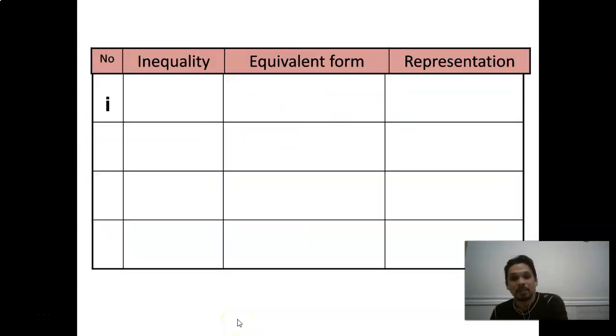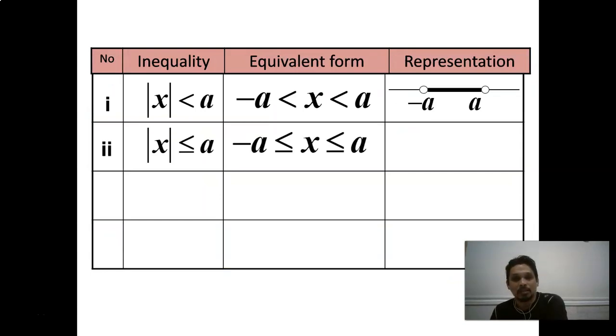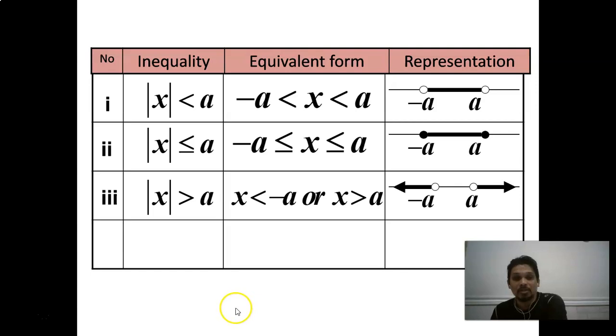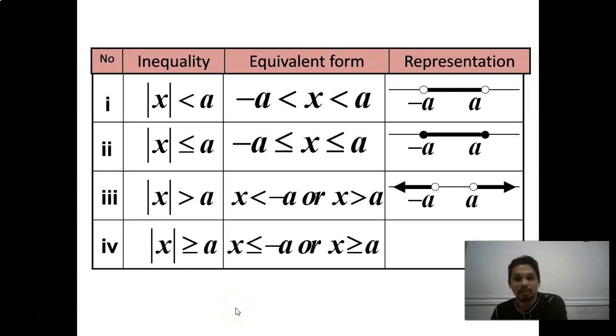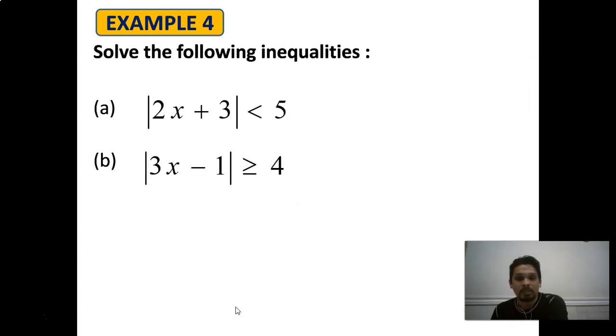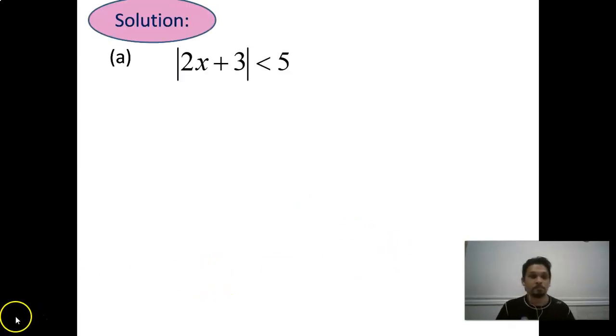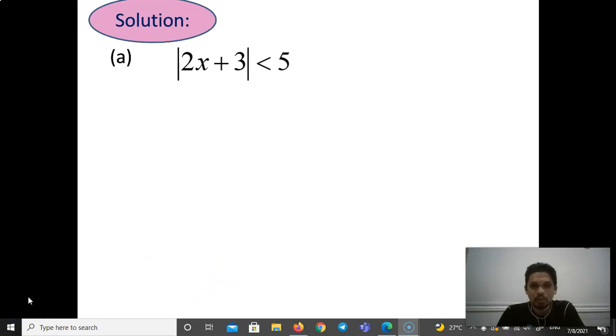Okay, now I have explained to all of you just now, so we can put them all in this table, and you can see clearly what I'm trying to say. Okay, modulus of 2x plus 3 less than 5. For this question, there are actually two options. I'll show you both methods of solving this. You can choose either method that you prefer.